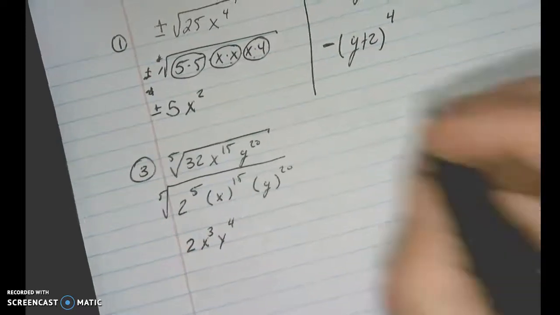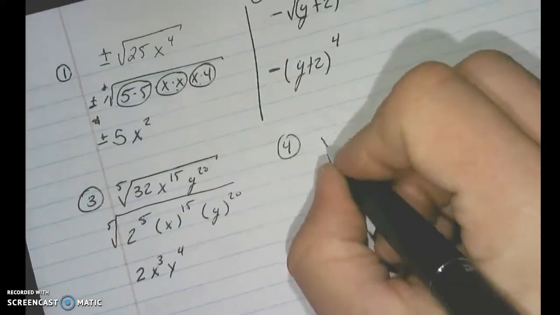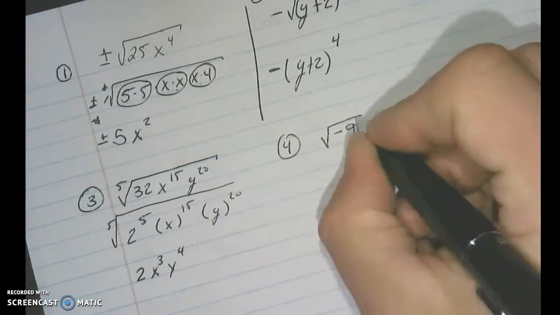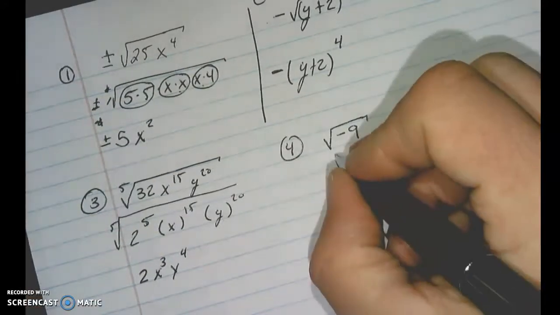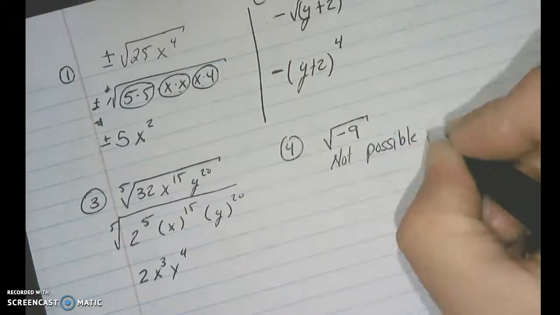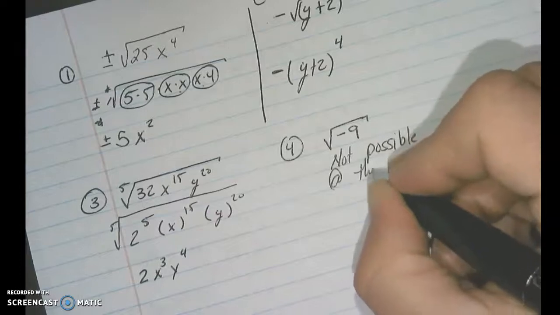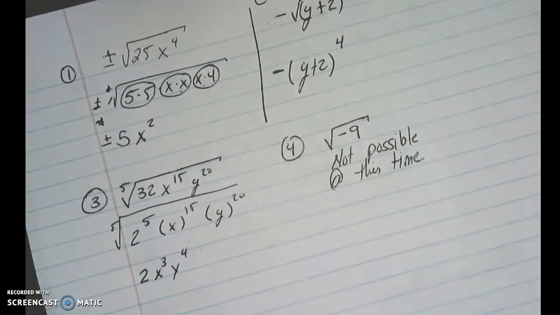Ooh, running out of time. Number 4. All right. At this time, can we do this one? Nope. So this is not possible. Okay? Pause it here.